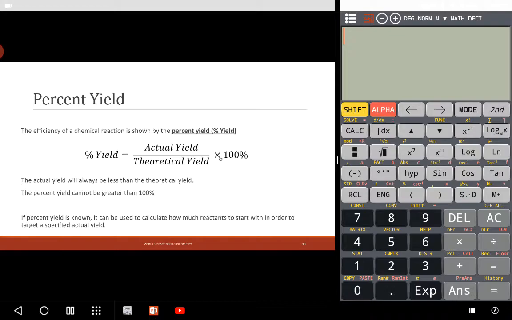Percent yields are kind of like letter grade calculations, like 90% is really good, B's are good, 80%, and then 50% is not so great. And so we want to optimize our reaction conditions in order to maximize our percent yield and get the highest percent yield we possibly can. And if we know our percent yield from doing different trials, we can use that to do some backwards calculations to figure out how much we should start with in order to produce the amount that we actually want.